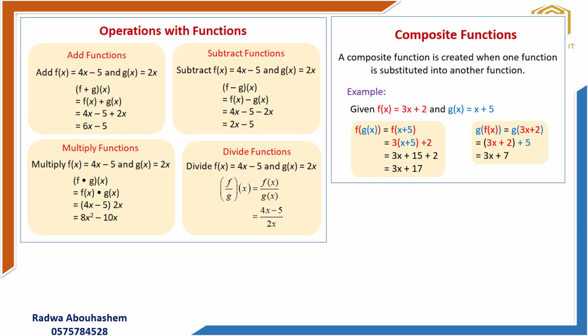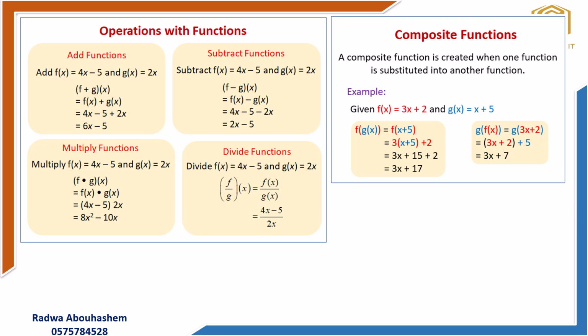Now, since we have learned about functions, let's do some operations on the functions. We could add, subtract, multiply, and divide, and we're going to learn something called the composite function. You're just adding, subtracting, dividing, or multiplying algebraic expressions as usual. So for example, here f of x equals 4x minus 5 and g of x equals 2x. I'm just going to add them.